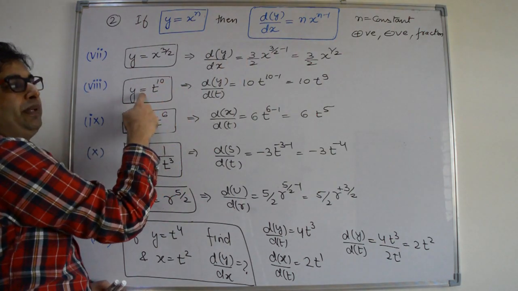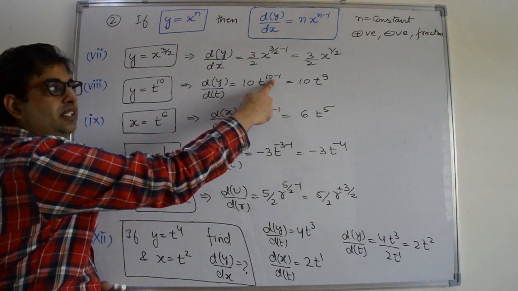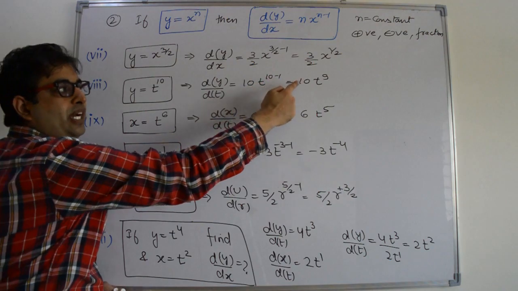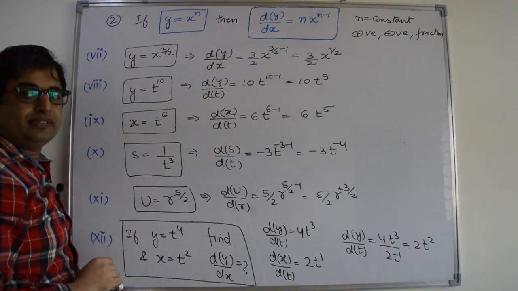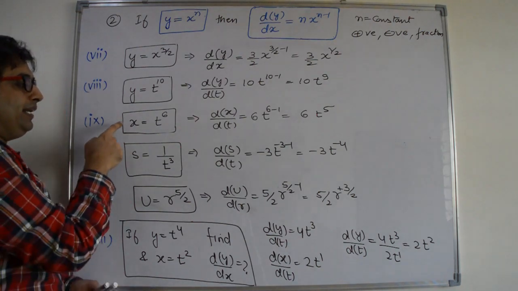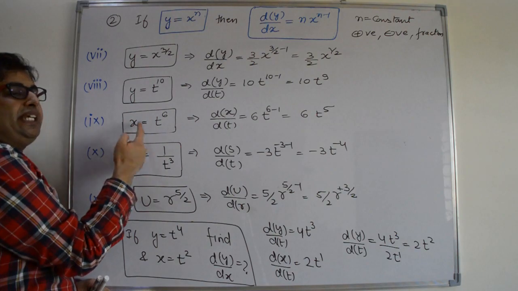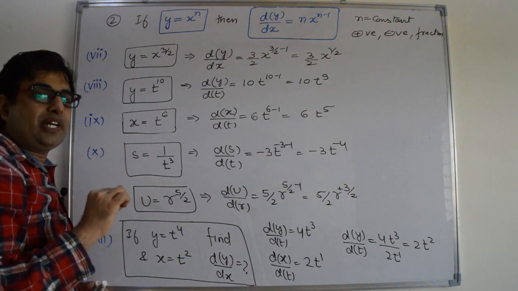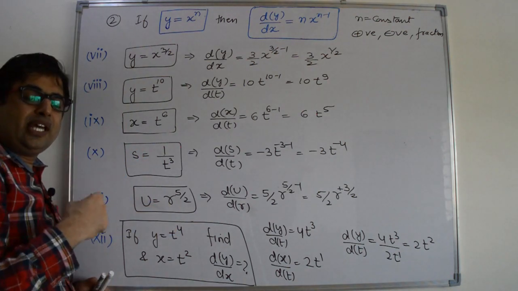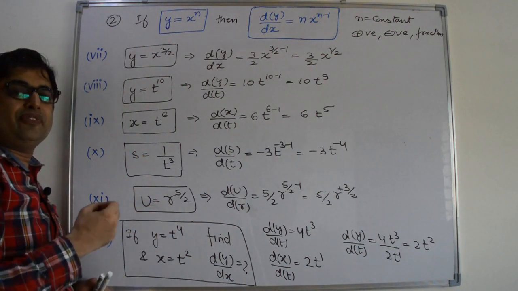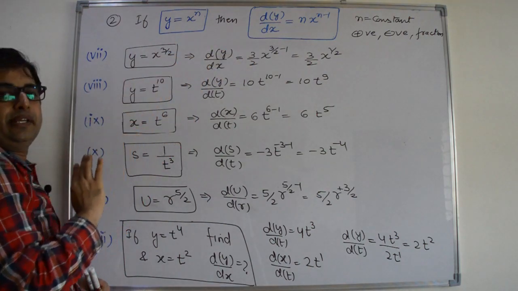The power will come in multiplication, 10 will come in multiplication, and you have to subtract 1. So 10 minus 1 is 9. So the answer is 10 t power 9. Got my point? Next, instead of x and y we have an x and t relation. The formula will remain the same. Symbols can be anything, p, q, r, s, t, a, b, c, d, any symbol, any variable, but the formula pattern will remain the same.